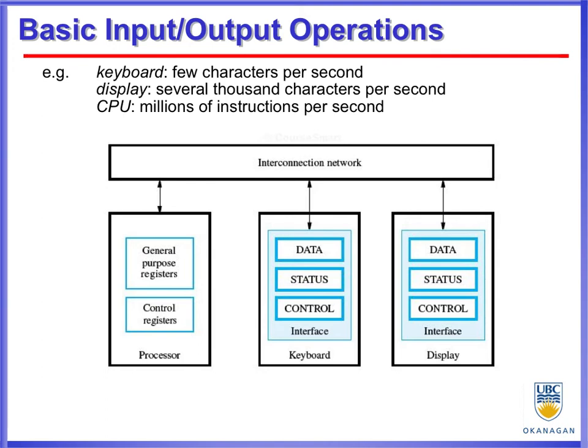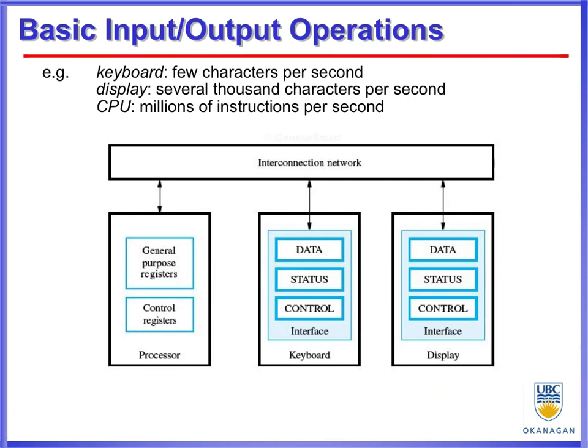Physically, what's going on is obviously we have our processor here. We're going to be focusing on the keyboard and display. So here's our keyboard. This big box represents the actual physical keyboard. This is my computer, or my processor. Here's my keyboard, and here's my display.